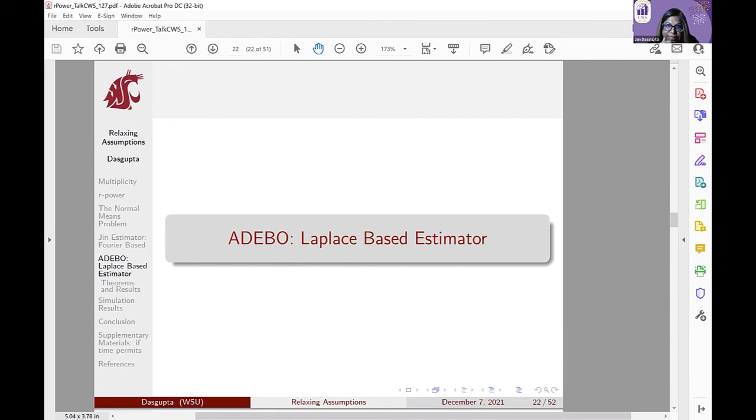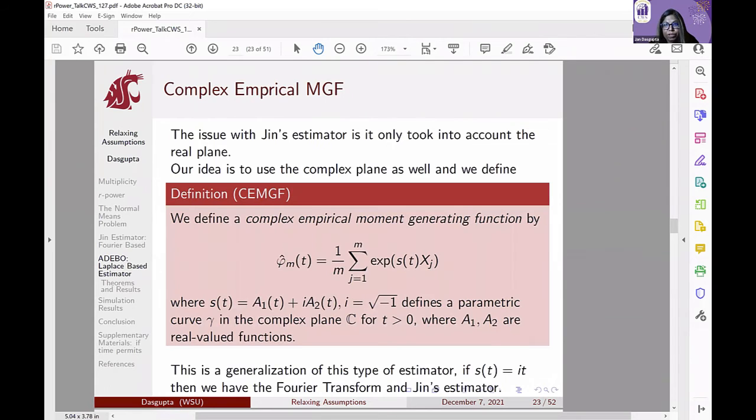So this is based on the Laplace estimator. One of my students, Audible, actually came up with the idea. He's very good with the measure theory piece, and said, look, Fourier transformation only uses the real space. Maybe if we also include the imaginary space and use a Laplace function, then we can tame the extreme variability. And that's essentially what we did.